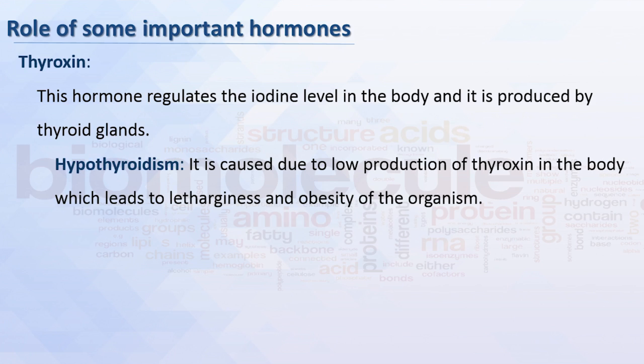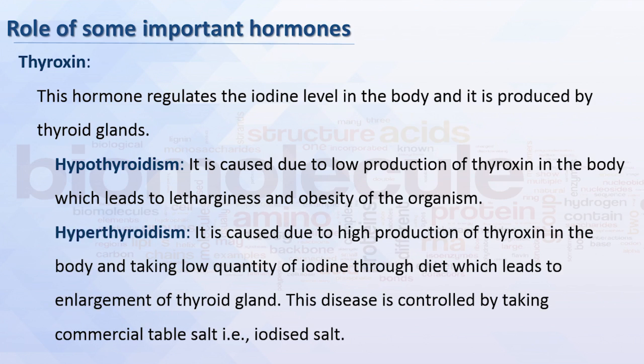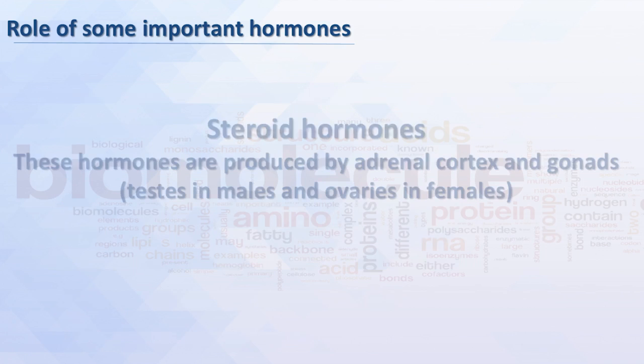Hypothyroidism. It is caused due to low production of thyroxine in the body, which leads to lethargy and obesity of the organism. Hyperthyroidism. It is caused due to high production of thyroxine in the body, and taking a low quantity of iodine through diet will lead to enlargement of thyroid glands. This disease is controlled by taking commercial table salt, that is iodized salt.